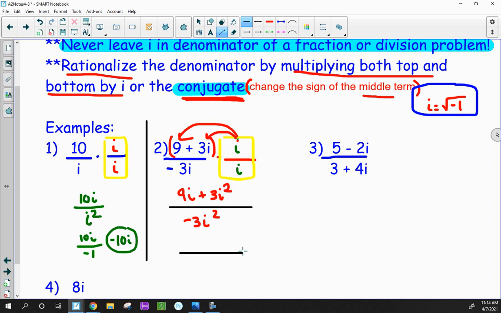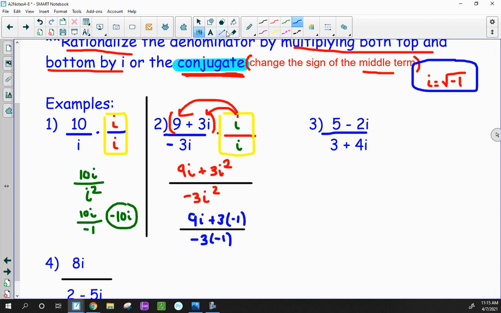Okay, next step. We're going to change the i squareds over. So on top, you're going to drop your 9i down, your plus 3, and then i squared, change it over to times negative 1. On the bottom, you have negative 3 i squared. We're going to write negative 3 times negative 1.